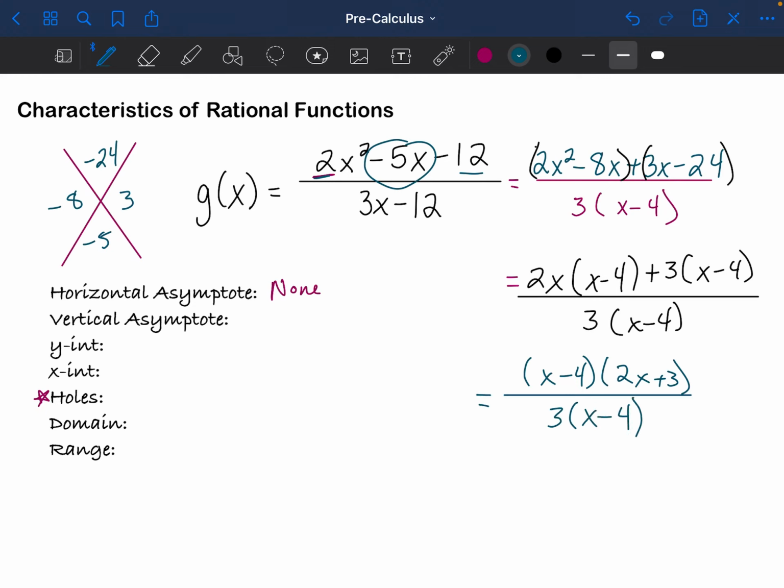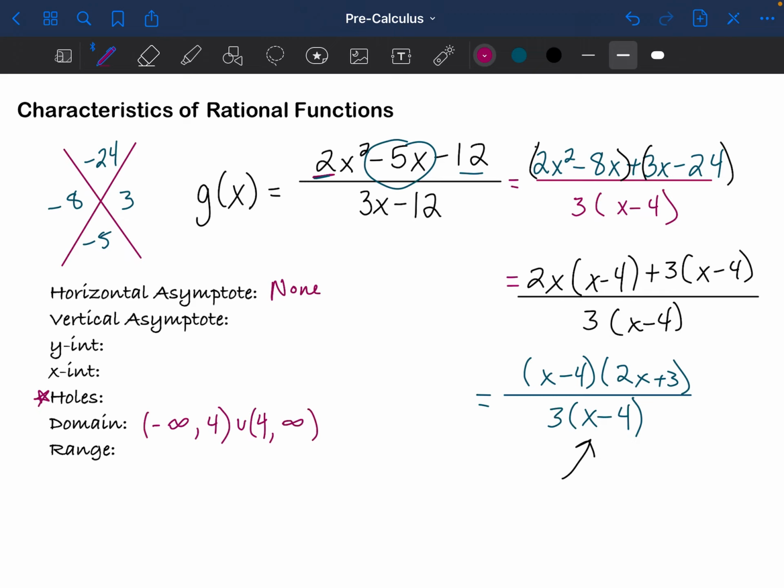Ta-da! Now we can clearly see that we have a point of discontinuity. If I were to plug in 4 for x, that would be bad. We do not want to divide by 0. So I can't plug in 4 for x, so that tells us about our domain. Our domain is from negative infinity up until 4. I can plug in any number, just not 4 itself. But I can also pick right back up just after 4 and go all the way to infinity and not have any problems.